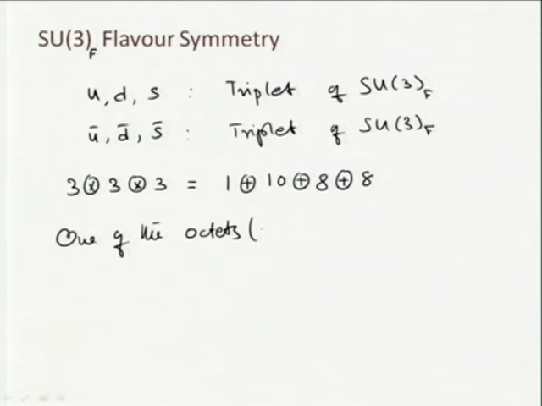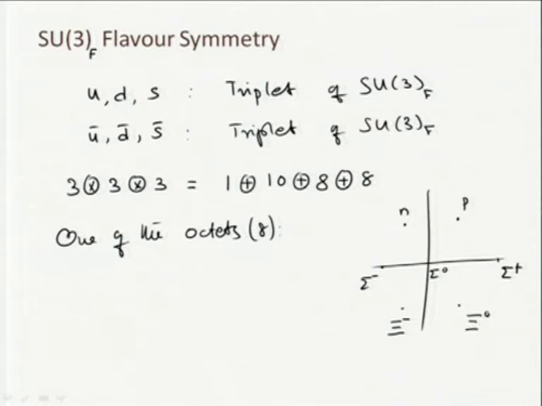One of the octets is formed by the proton, the neutron, the 3 sigmas, sigma plus, sigma minus and sigma 0, and 2 other isospin half resonances or particles called cascade particles. One is cascade 0, the other is cascade minus.